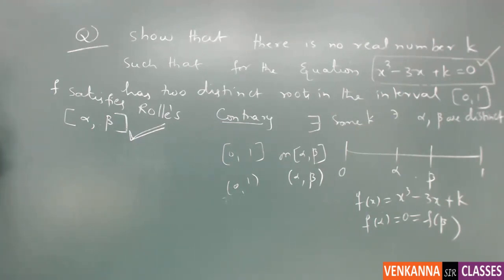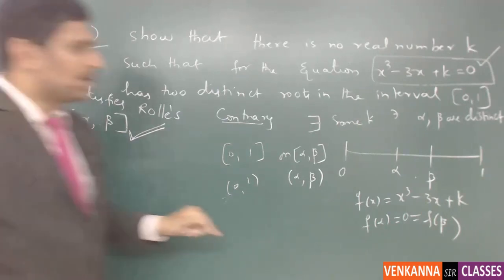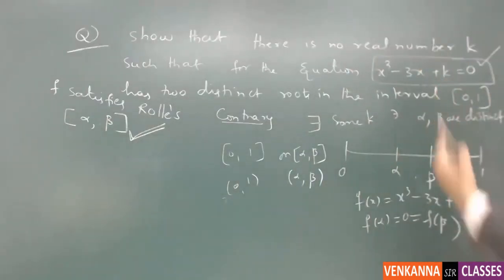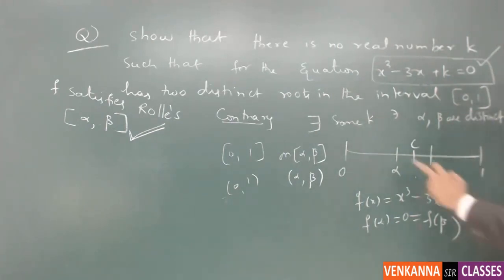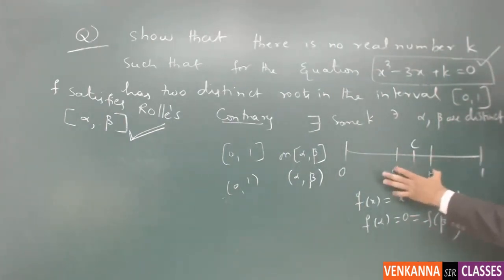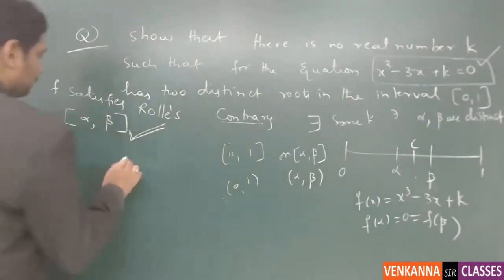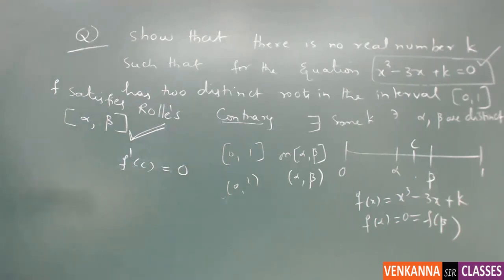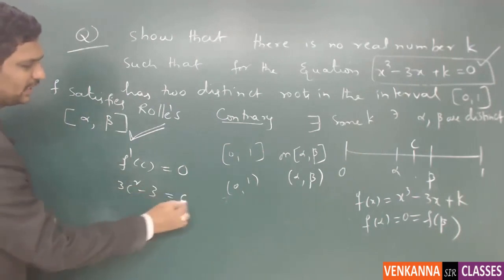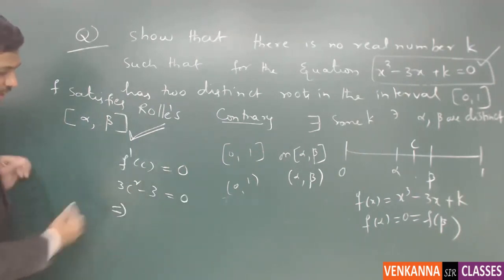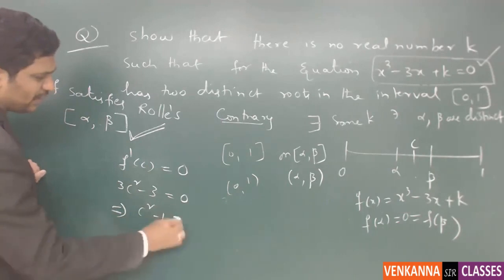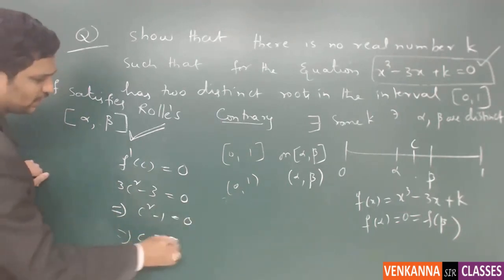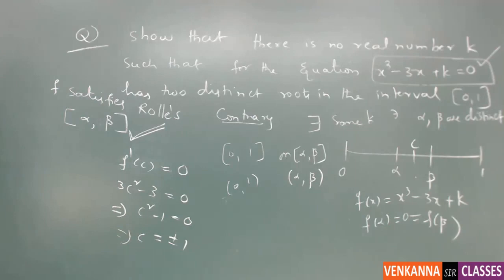Right. Now, as per Rolle's mean value theorem, you are going to find at least one point c, which is lying between alpha and beta, such that f dash of c is equal to 0. So if you calculate f dash of c, it will be 3c square minus 3 equal to 0, implies c square minus 1 equal to 0, implies c is equal to plus or minus 1. Accepted?